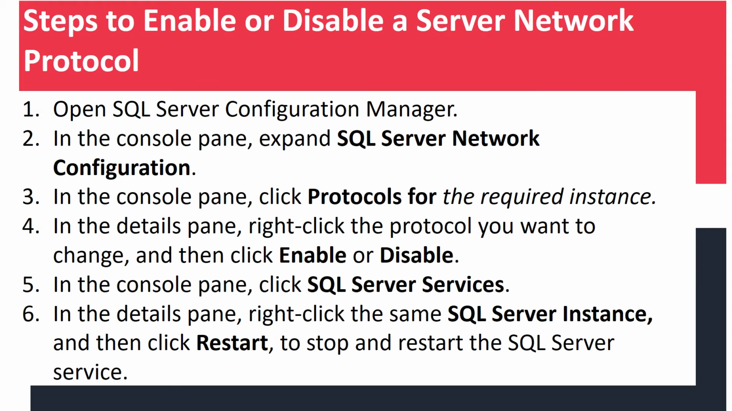Open SQL Server Configuration Manager. In the console pane, expand SQL Server Network Configuration. In the console pane, click Protocols for the required instance. In the Details pane, right-click the protocol you want to change, and then click Enable or Disable. In the console pane, click SQL Server Services. In the Details pane, right-click the same SQL Server instance, and then click Restart, to stop and restart the SQL Server service.